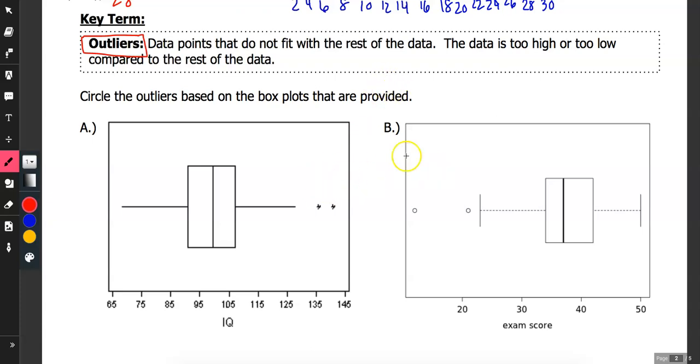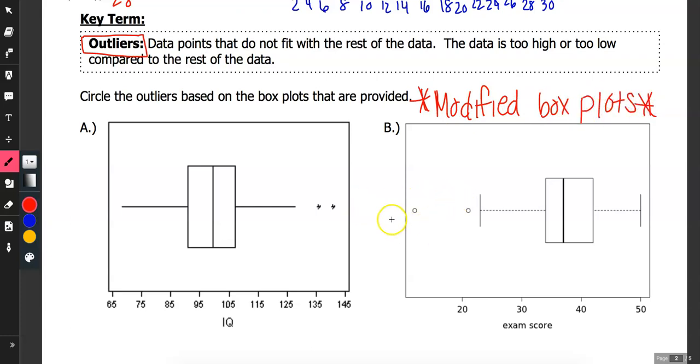So these 2 images here, they're box plots, but they're what we call modified box plots. And we'll learn more about those a little bit later on, because they show the outliers. You can make a regular box plot that doesn't show the outliers and has them just included, but these ones show us where those are. So the outliers, pretty easy. They're the little dots that are hanging outside of the box plot.